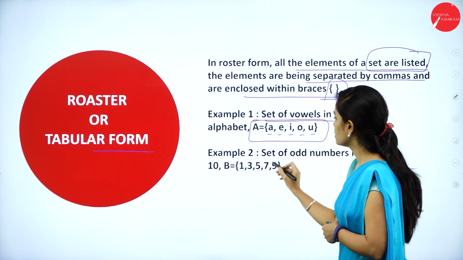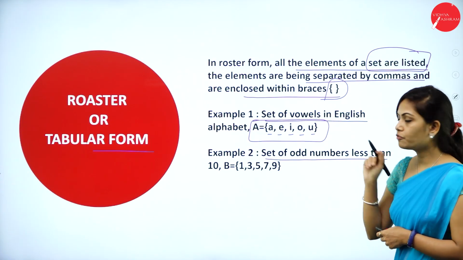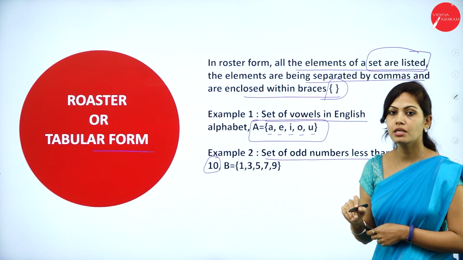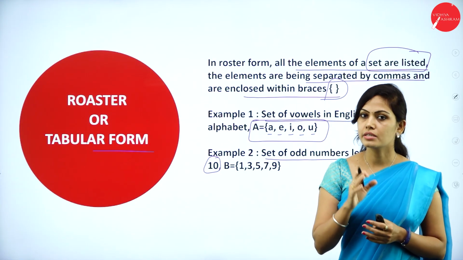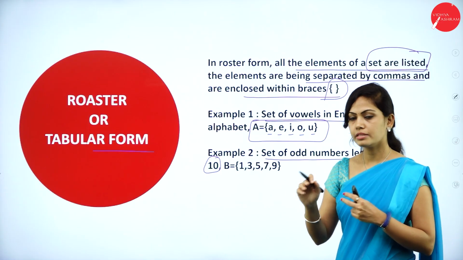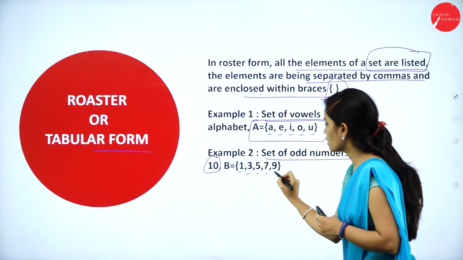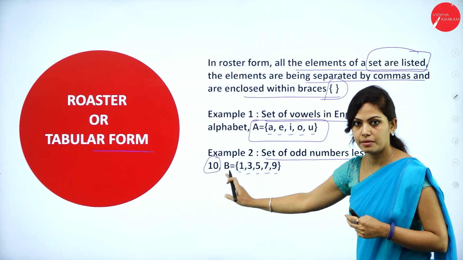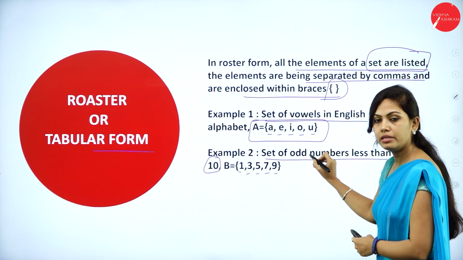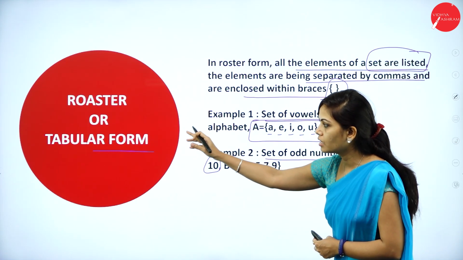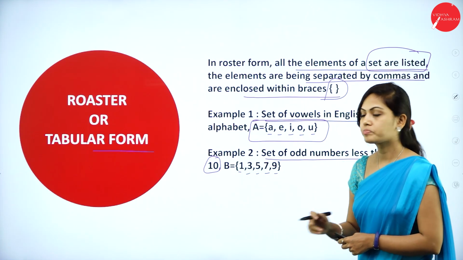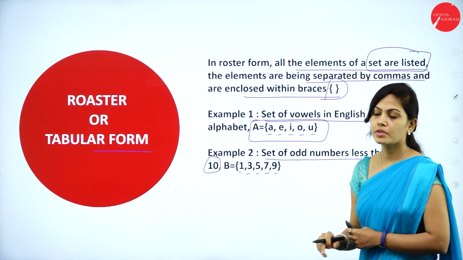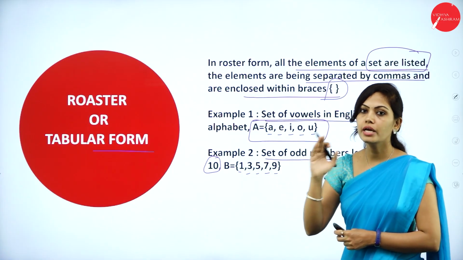Another example, I have one statement here, set of odd numbers less than 10. Less than 10, how many odd numbers are there? That is 1, 3, 5, 7 and 9. These are the odd numbers less than 10. This statement is converted into roster or tabular form: 1, 3, 5, 7, 9 enclosed within flower braces.